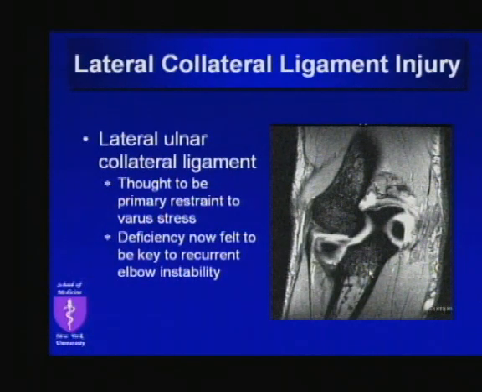That lateral ulnar collateral ligament, there's been a lot of literature lately saying that this is thought to be the primary restraint to varus stress. So it's a very important structure. On the medial side, we had the anterior band of the anterior bundle. On this side, we have the lateral ulnar collateral ligament. Deficiency of this structure is now felt to be the key to recurrent elbow instability. There's something called posterolateral rotatory instability, which you guys can read about, but is beyond the scope of this lecture here.